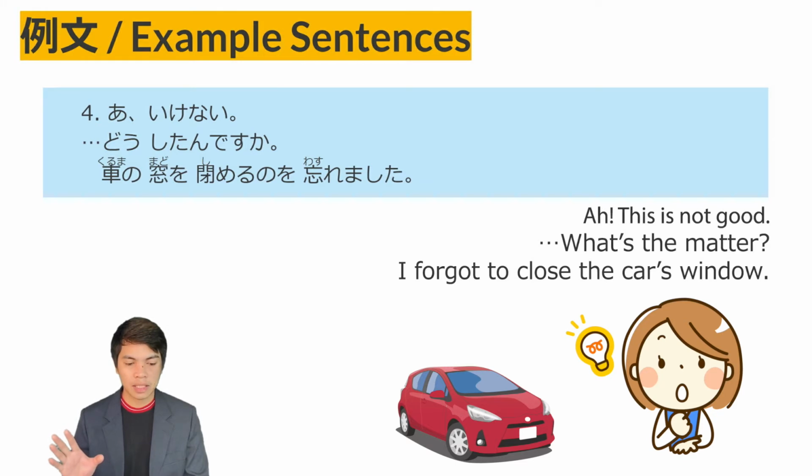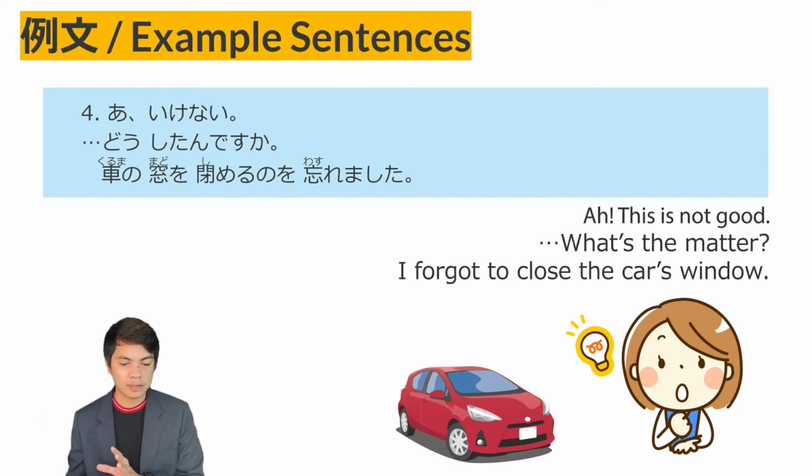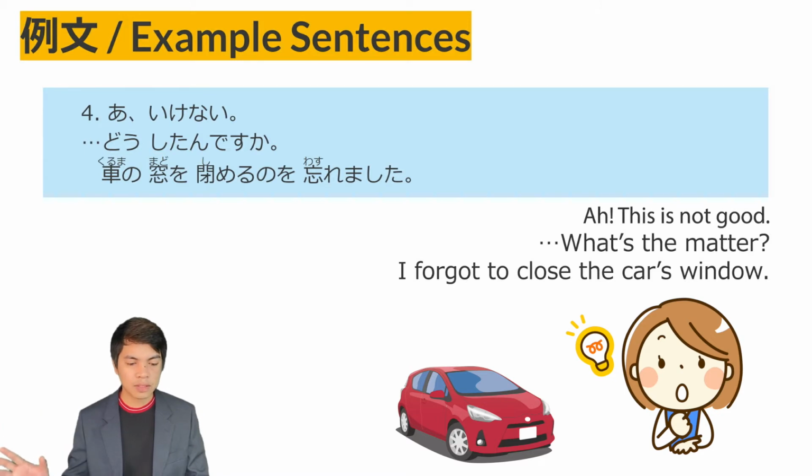閉める is the dictionary form. Plus no, it now becomes a noun. Then, particle o, 忘れました. I forgot to close the car's window.